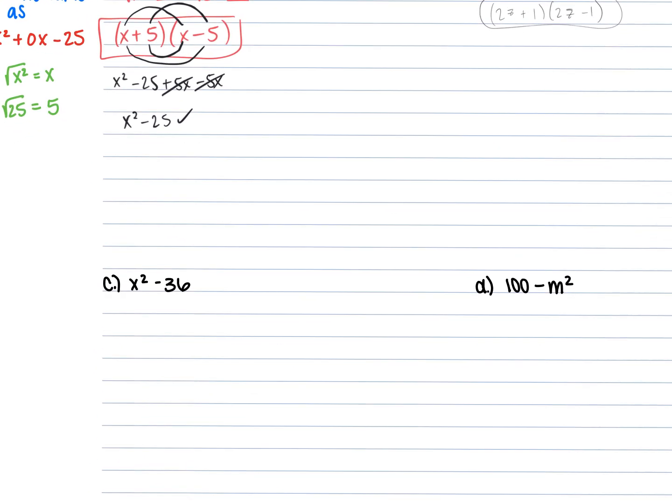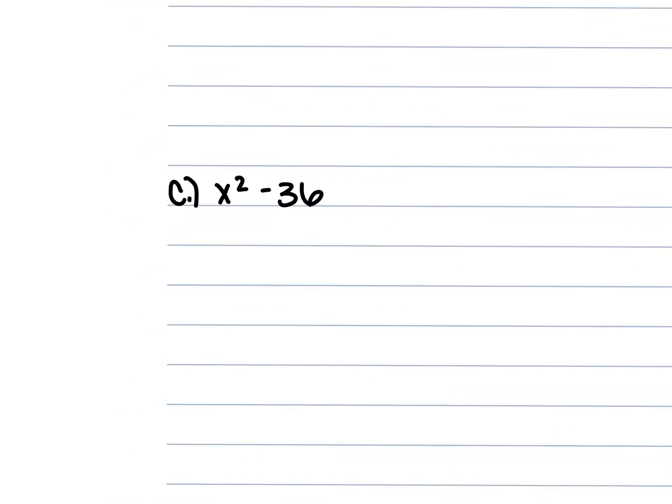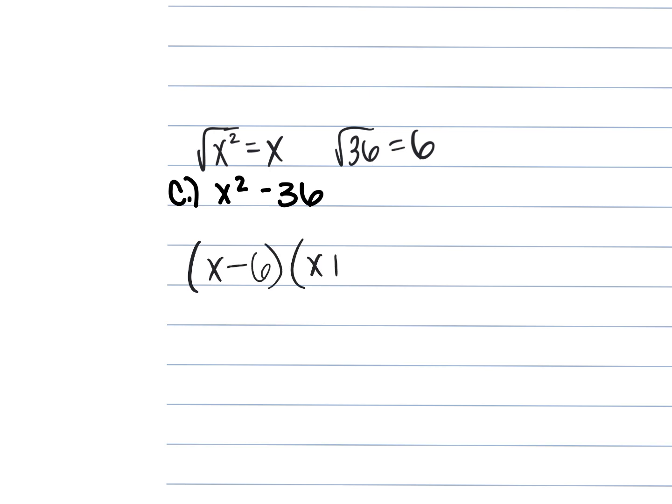All right, who thinks they got C? Karen. So it's a binomial, so you have to find the square root of each one. So for x squared, the square root will be x. And for 36, the square root will be 6. And that would give us x minus 6 and x plus 6. Guys, can she reverse the order like this?